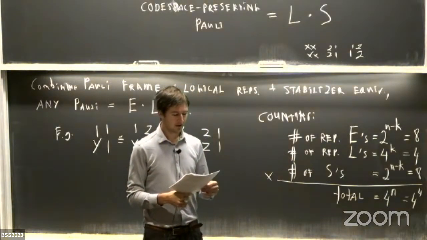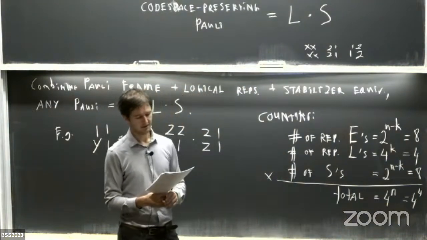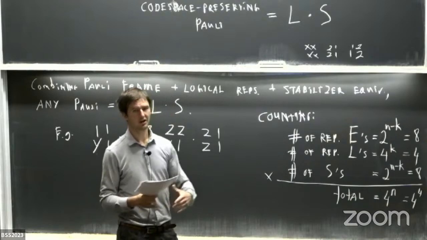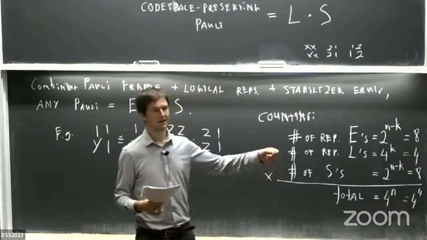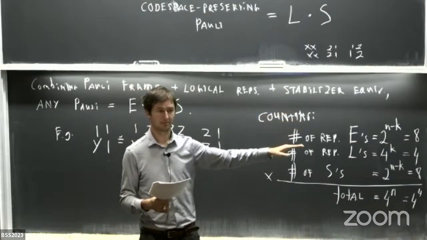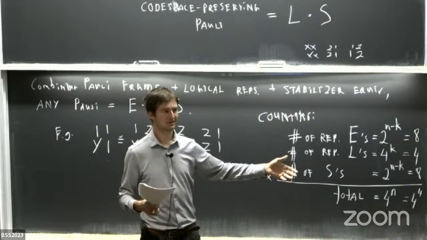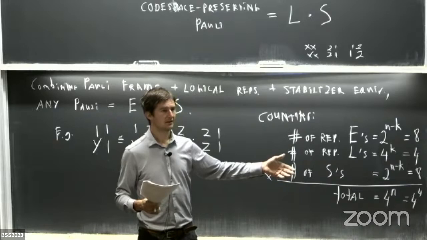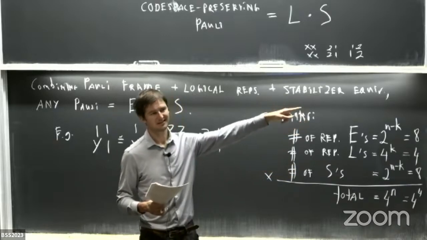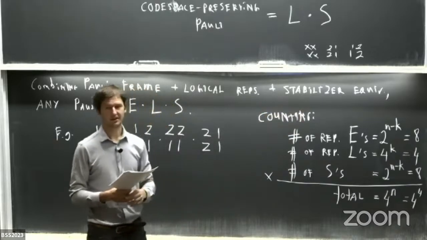And in general, given an E, there are 2 to the n plus k combinations of L and S to choose from. That increases exponentially with n. So for a large enough code, we're going to run out of memory writing down a lookup table like we did with the repetition code. It's simply not going to fit onto our hard drive for a sufficiently large code. So we can't prepare ahead of time for every single E, unfortunately. We have to do things on the fly.